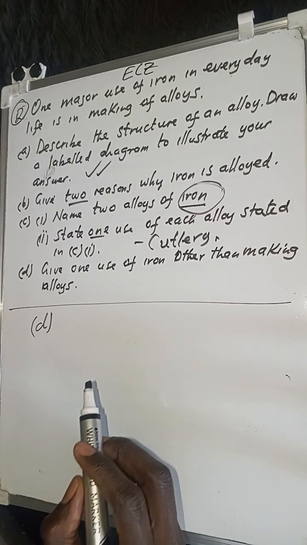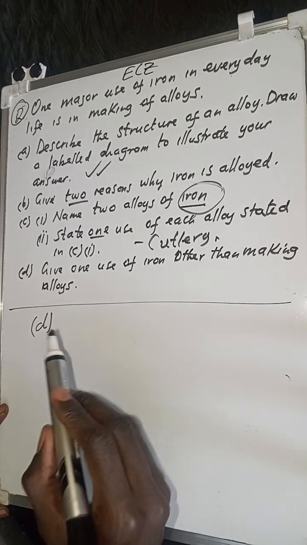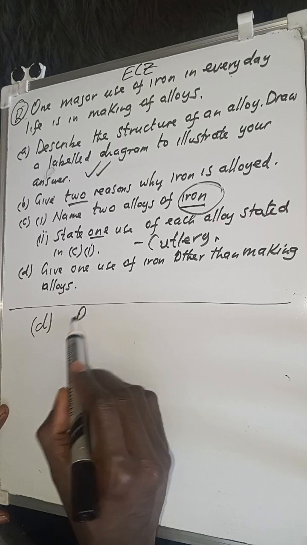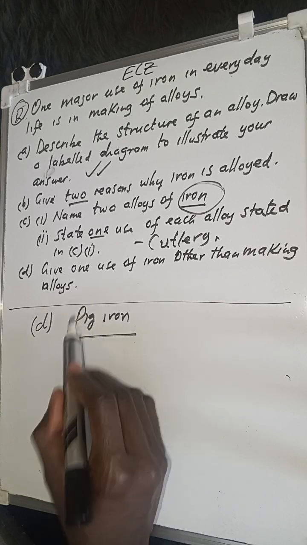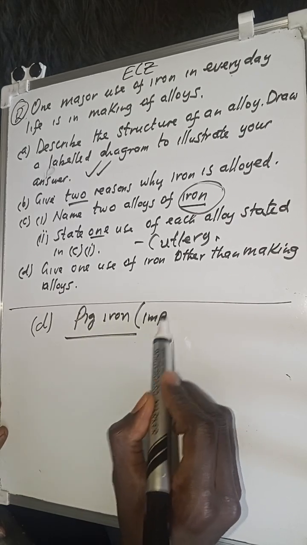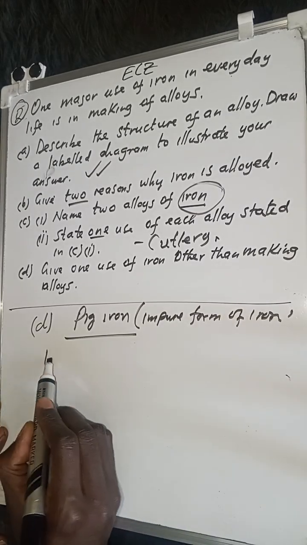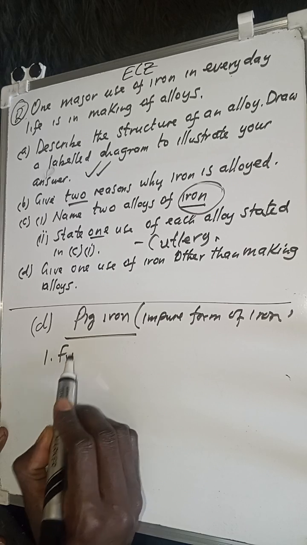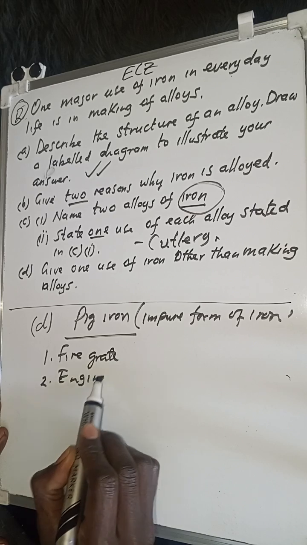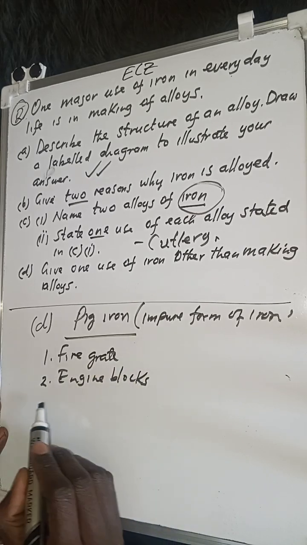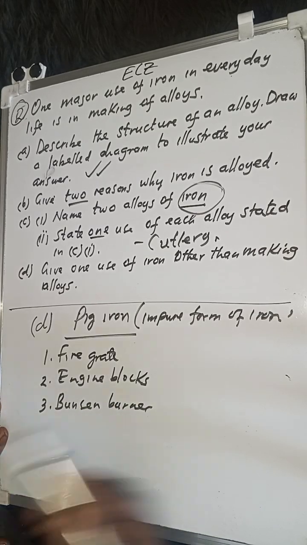Well, iron has got different uses, so it will depend on the type of iron you are dealing with. I'll give you an example. If they talk about what we call pig iron, which is an impure form of iron, you can use it in making what we call fire grates. You can also use it for making engine blocks. You can also use it for making a Bunsen burner.